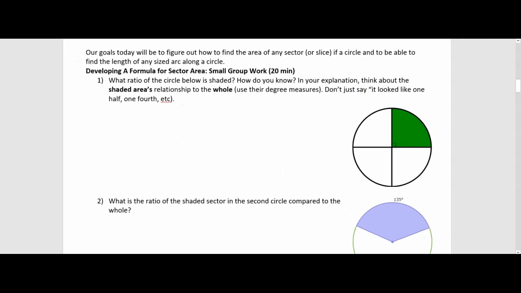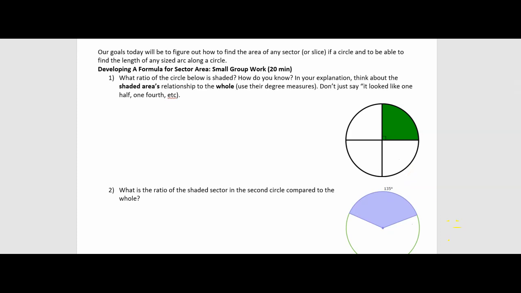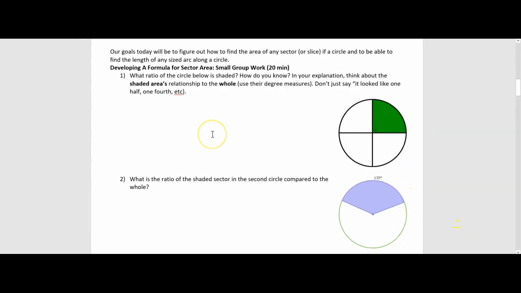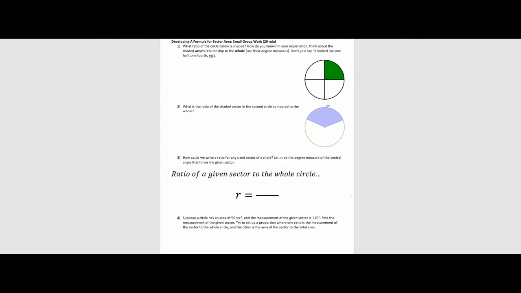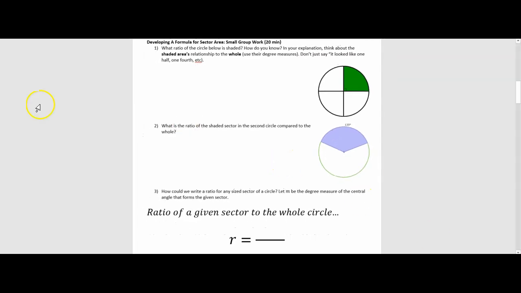Again, our goal today is to develop these formulas for both sector area and arc length. So we're going to first start with sector area. Take a look at this. It says, what ratio of the circle below is shaded? How do you know? In your explanation, think about the shaded area's relationship to the whole, and you can think about using their degree measures. You don't just want to say it looked like 1/2, 1/4, etc.